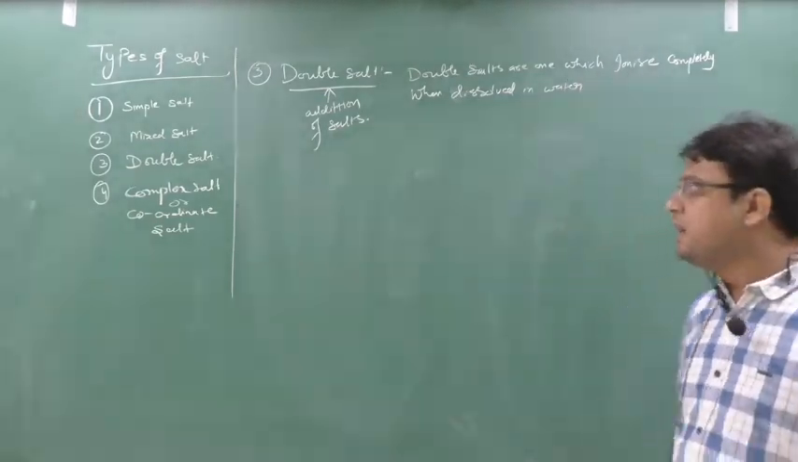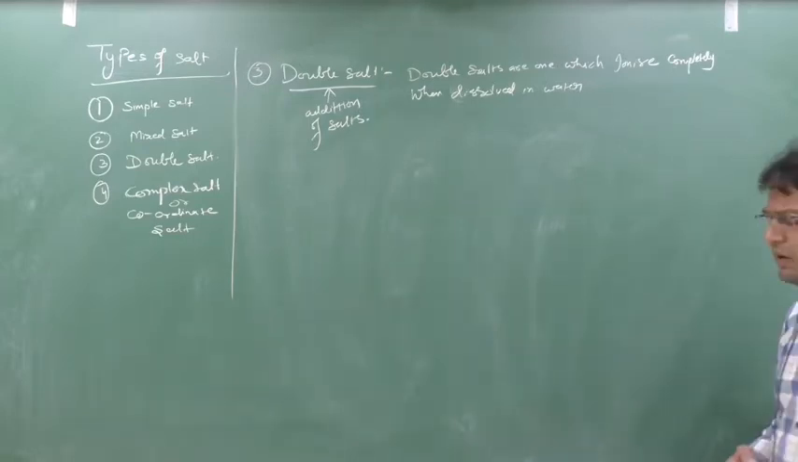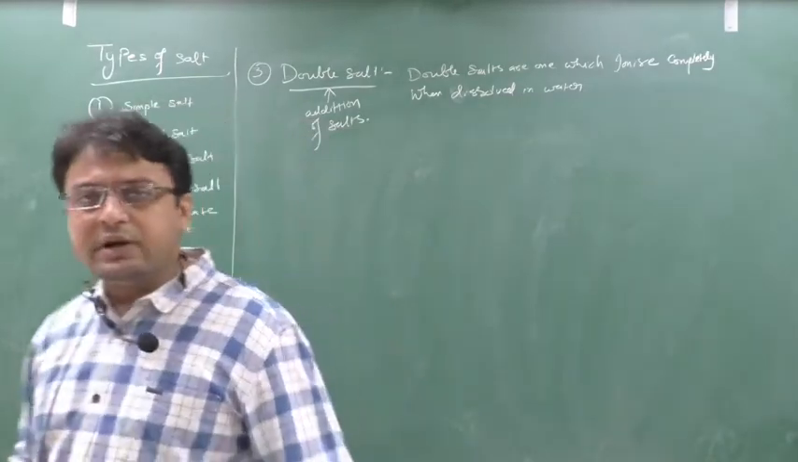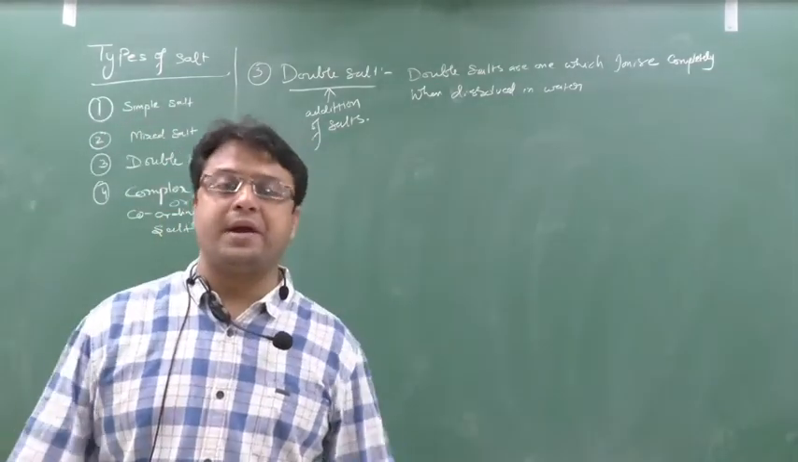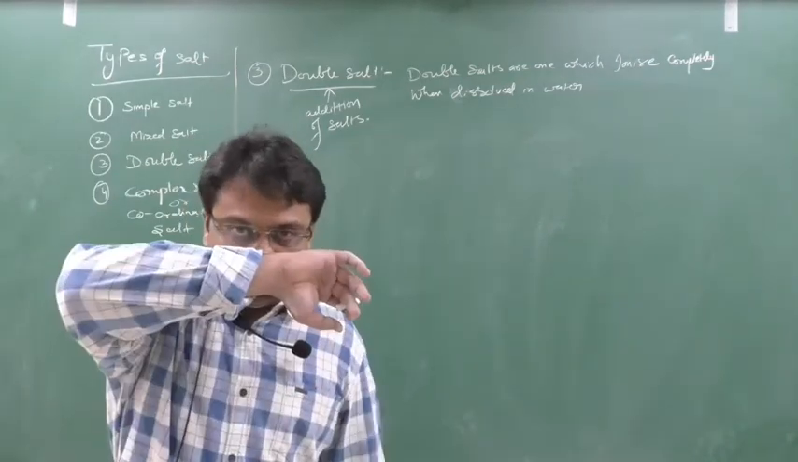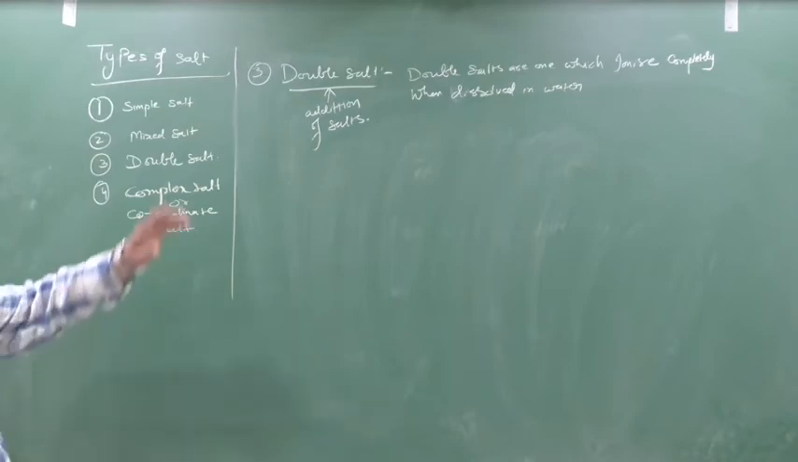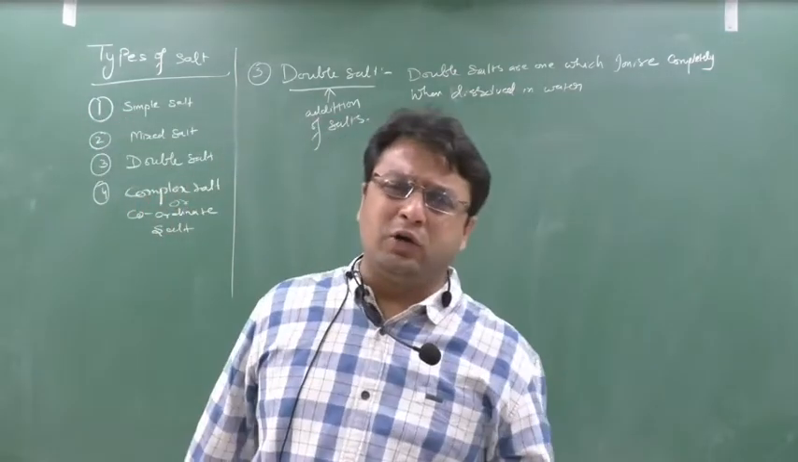So what do you mean by double salt? The double salts are ones which ionize completely when dissolved in water. Whatever cation you have, whatever anion you have, when it is dissolved in the water, it will ionize. It will show all the cations and anions present in it. Clear? And these salts are formed when two or more salts are combining together to form a salt.